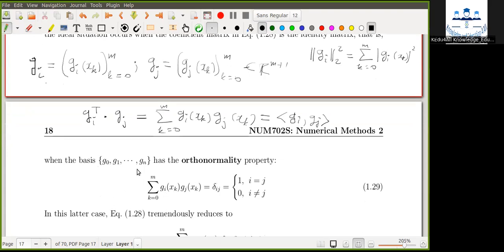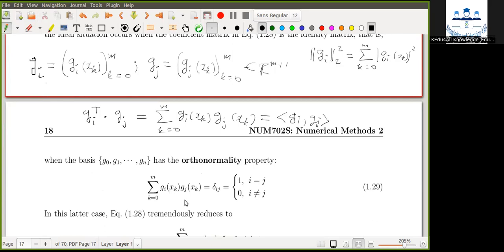When the basis has the orthonormality property, meaning that the dot product is 1 when i is equal to j, and when i is different from j, g_i and g_j are orthogonal, as I mentioned here with the dot product being 0. Now, when the two are equal and we have 1, it means that the norm is 1. So we have what we call an orthonormality property. That is, we have orthogonality of the elements of the basis and the norm of each one being equal to 1. That is the orthonormality property.